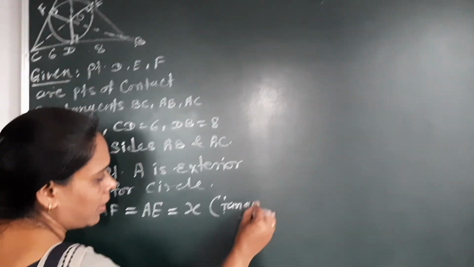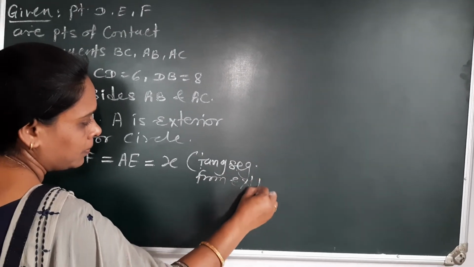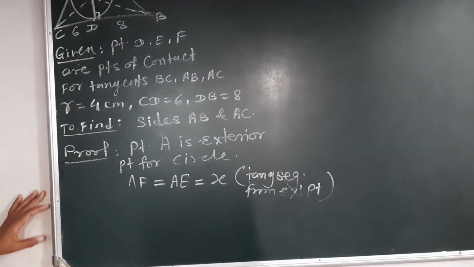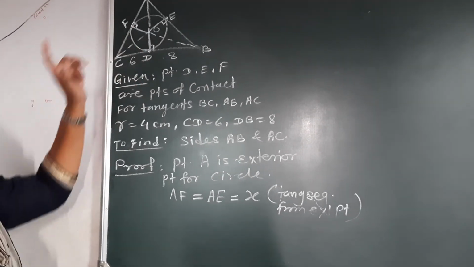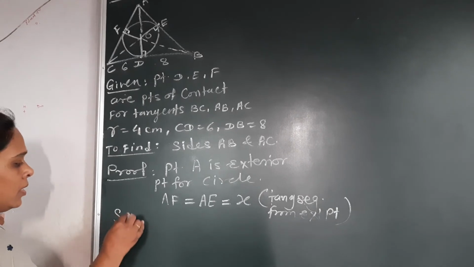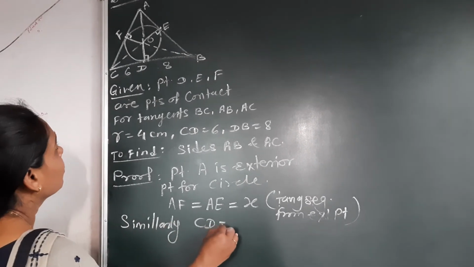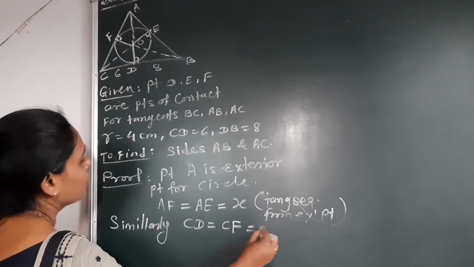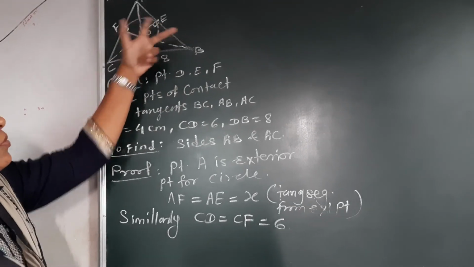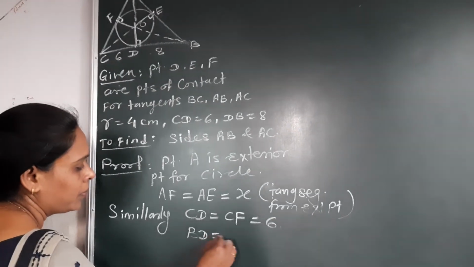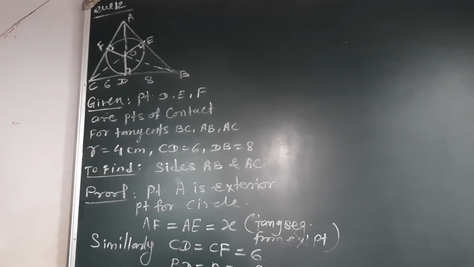Tangent segments from an exterior point are equal. Similarly, C is an exterior point and therefore CD and CF, both tangent segments, are equal. CD is equal to CF is equal to 6, already given. B is an exterior point, so BD is equal to BE, and that segment is also given, it is 8.